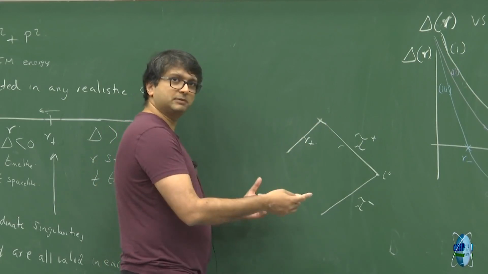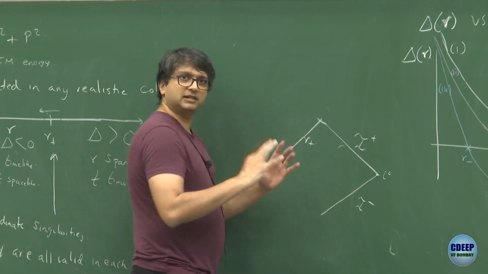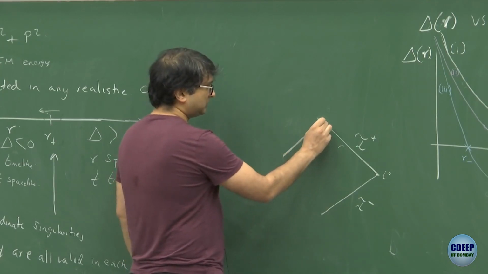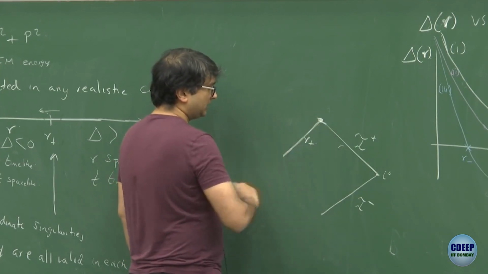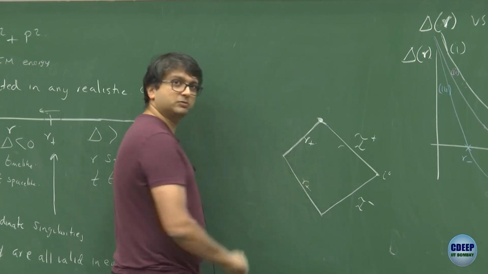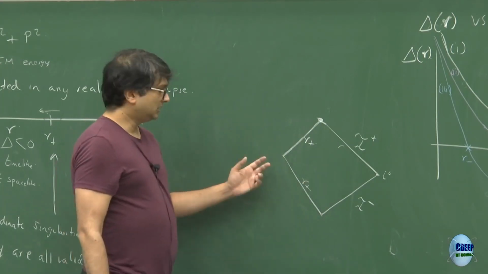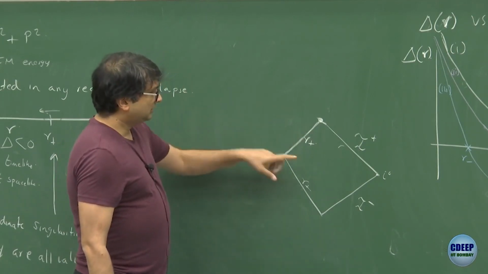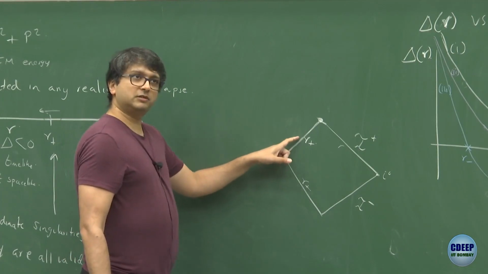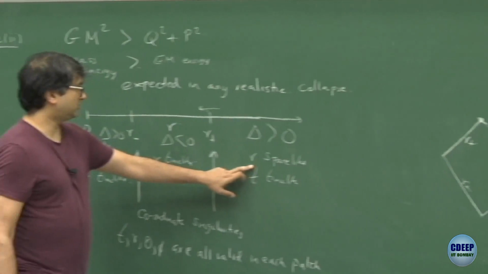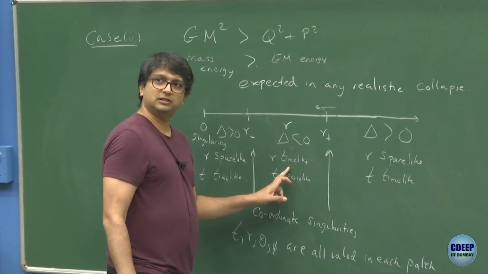Remember, we have rotational symmetry. So every point in this diagram is again an S2. So there will be an R plus over here. Similarly, in the past, there will be an R plus coordinate, which will be like the white hole event horizon, and this will be like a black hole event horizon. Now, once we cross over into this region of R plus, then R switches from being a space-like coordinate to becoming a time-like coordinate.